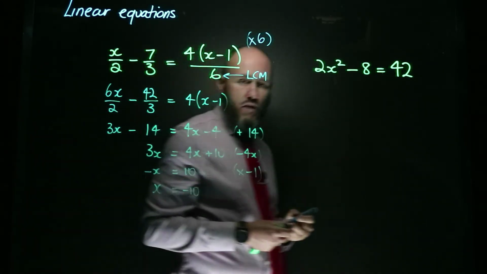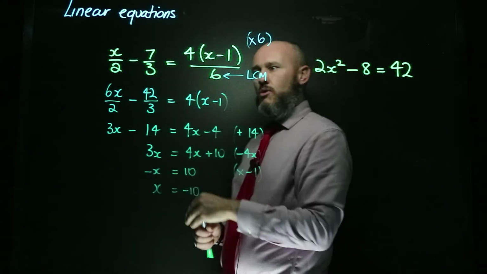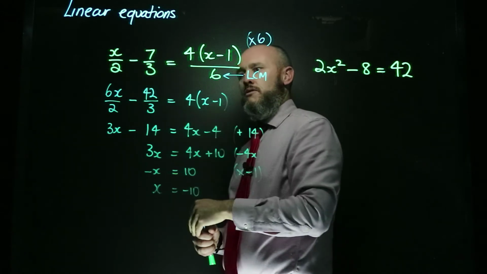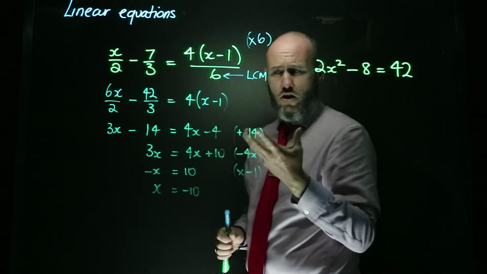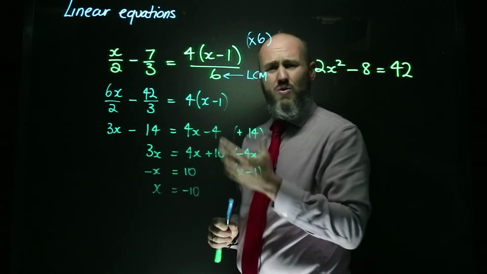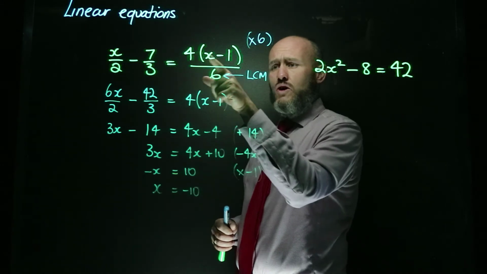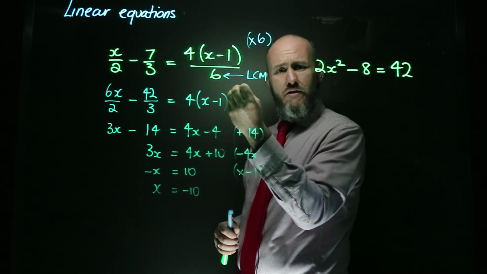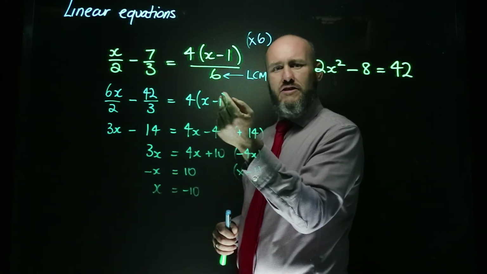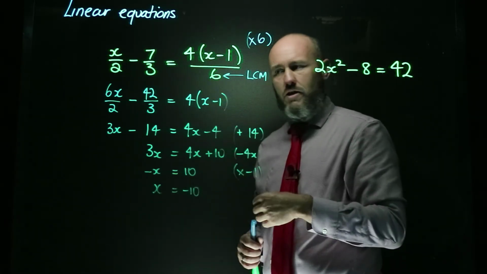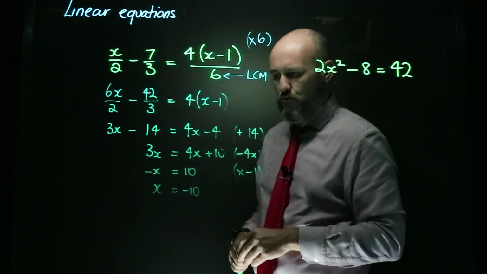Now if I had to verify this equation, I could simply put negative 10 into the equation: negative 10 over 2, which is negative 5, minus 7/3 is, if you've got a calculator, negative 7 1/3, or negative 22 over 3 as a top-heavy fraction. Over here, 4 times negative 10 minus 1 is negative 11. Negative 11 times 4 is negative 44 over 6, which is the same as negative 22 over 3. So we get equivalency on both sides, and I've verified my answer is correct. So I'm very happy with that.